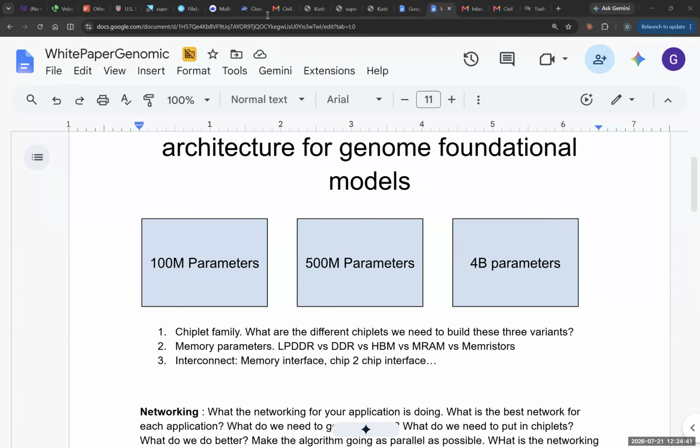Does that sound reasonable? We have a target memory bandwidth, for example. We have a target compute throughput that we want to achieve. Yeah, I think that's a reasonable first step. And then we can convert that into hardware that meets those targets.